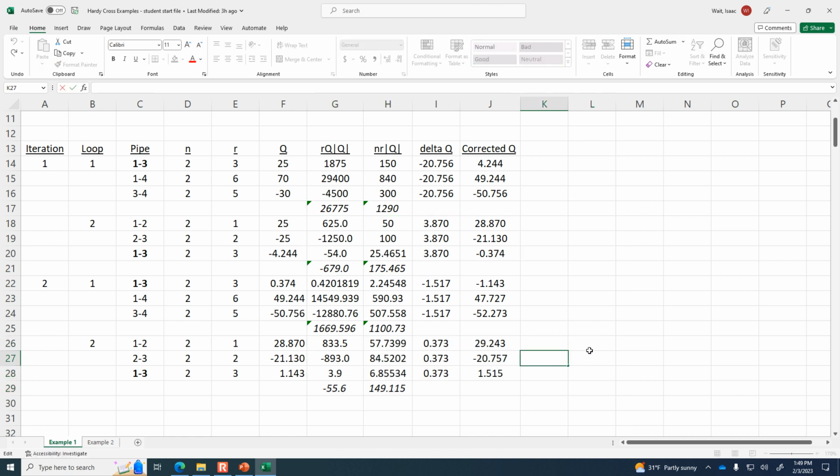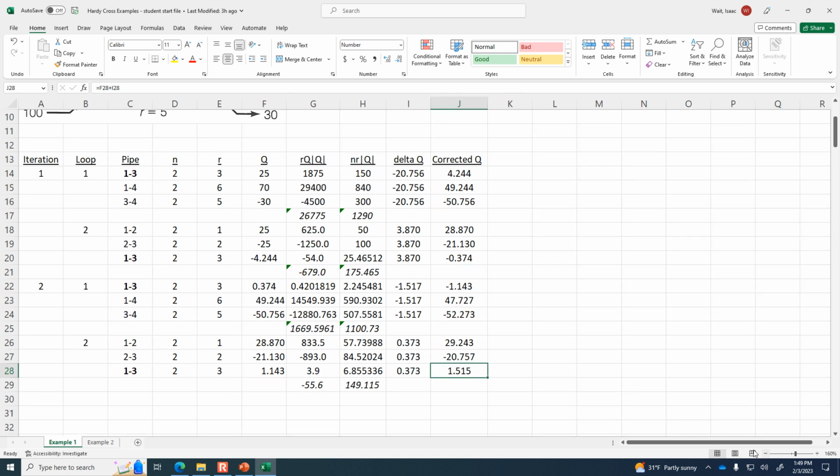All right. So look at pipe 1,2. Well, we started off by saying it's 25. After correction, well, it's 28.8. Now we're saying it's 29. It's not changing a lot. It's stabilizing. We're getting pretty close to convergence. But some of the pipes are still having some change, 1.1 to 1.5.